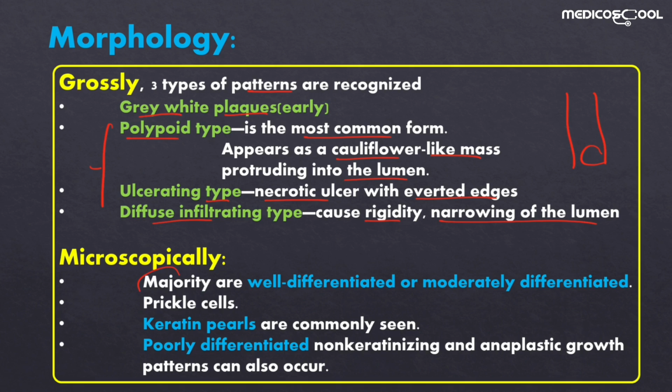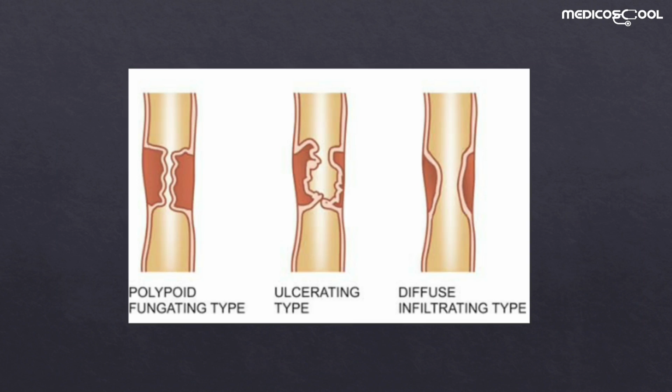Microscopically, the majority of squamous cell carcinomas are well differentiated or moderately differentiated. We can also see prickle cells. What are prickle cells? These are the spinous cells, or the keratin-producing cells. You will see a lot of prickle cells, keratin pearls, and the poorly differentiated non-keratinizing neoplastic patterns of squamous cell carcinoma can also be seen, in addition to the well differentiated or moderately differentiated. So these were some points regarding the morphology.